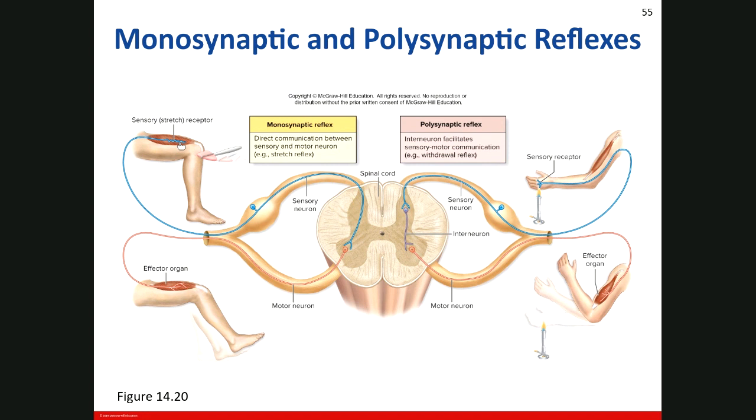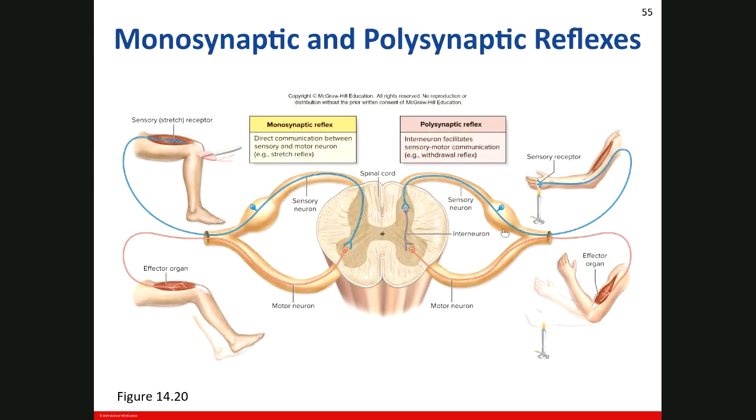We have the sensory neuron which brings this information to the dorsal horn of our spinal cord. You can see it by this blue line. And then between this blue line and the red line, which represents the motor neuron, you only have one synapse. We don't have any interneuron in between, and we call it monosynaptic. The information comes to our effector organ, which is the quadriceps femoris. This quadriceps femoris contracts, and we have the knee-jerk reflex.